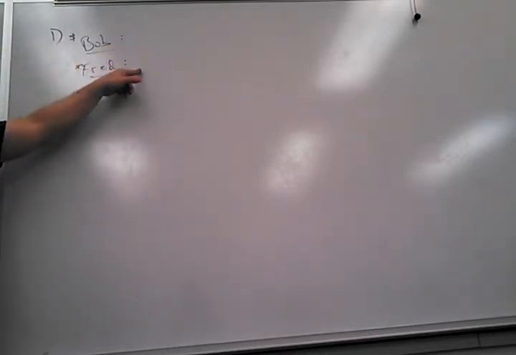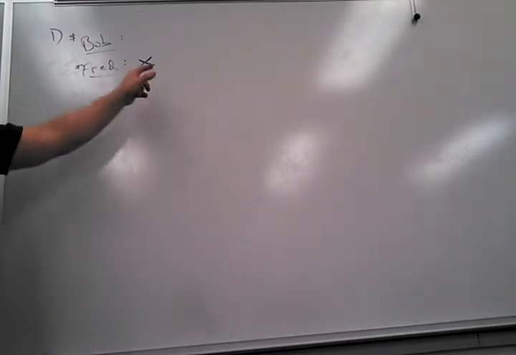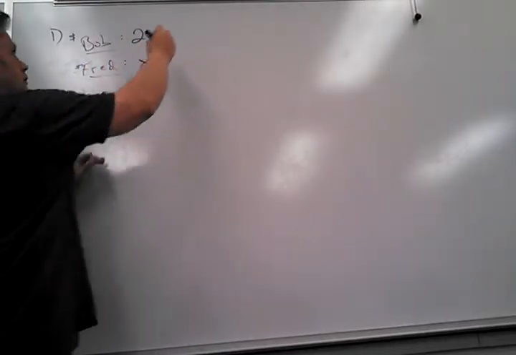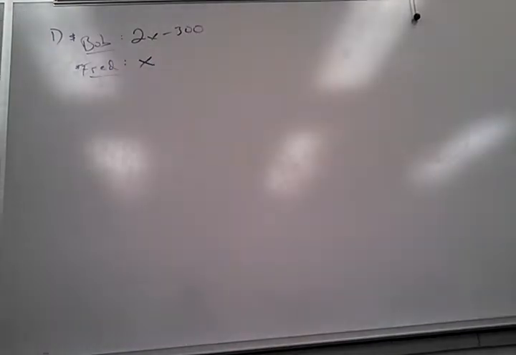Which one of them's got to be just X? Fred. All right, so thankfully Fred is right. How do I know Fred's right? Because Bob makes 300 less than twice Fred. So you see how Bob depends on Fred. I've got to know what Fred is first before I can tell you what Bob is. So if I call Fred X, Bob makes 300 less than twice Fred. What's twice Fred? 2x. And what's 300 less than that? Minus 300. You guys with me?